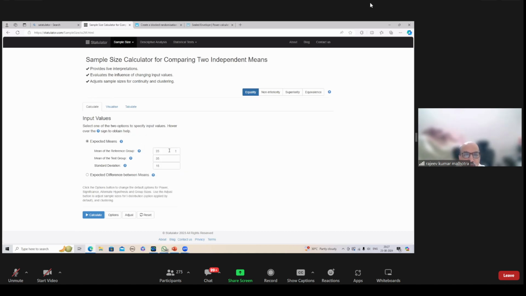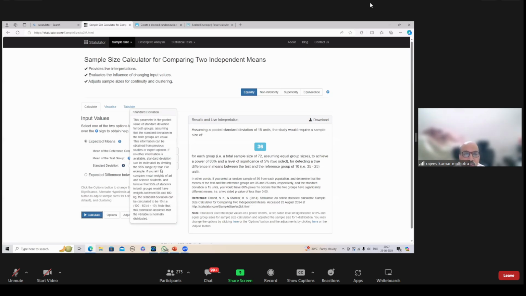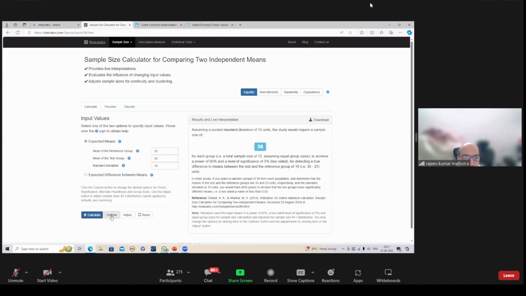So here we have assumed a mean of 25 in the first group, 35 in the second group, and a standard deviation of 15, and we calculate that our sample size is 36. That means to detect a difference in means of 10 units with a standard deviation of 15, we require a sample size of 36. So this is the calculation.